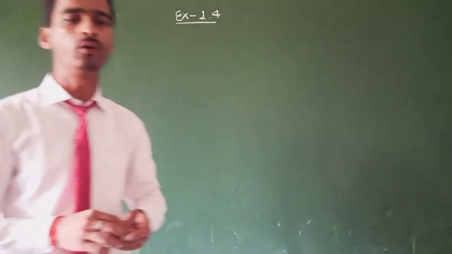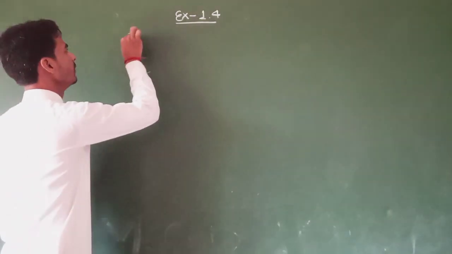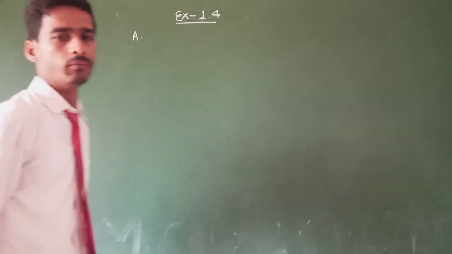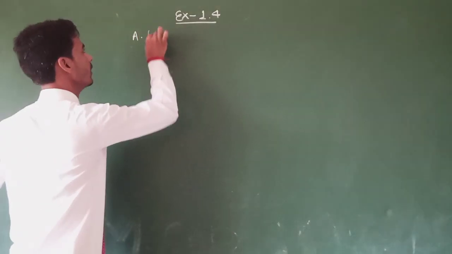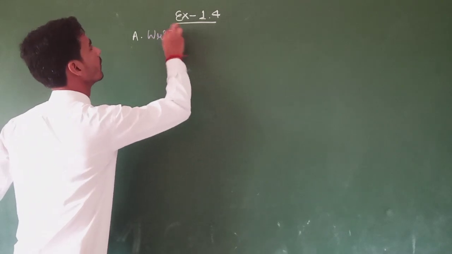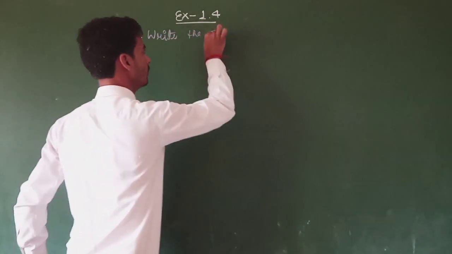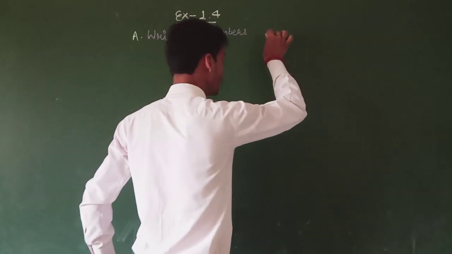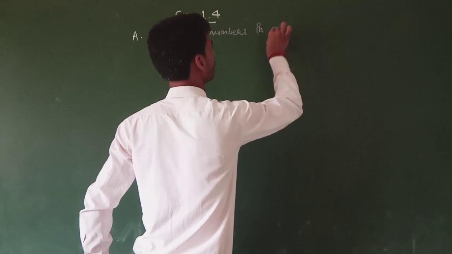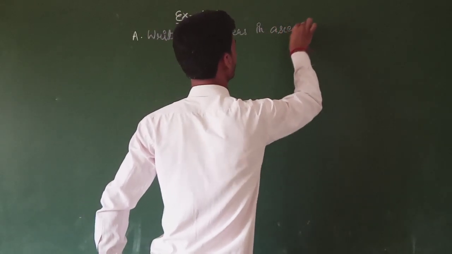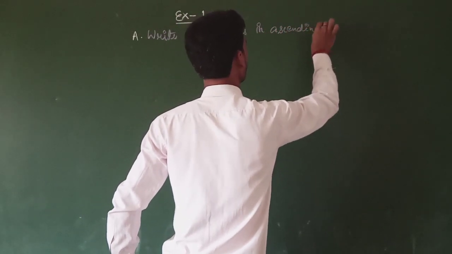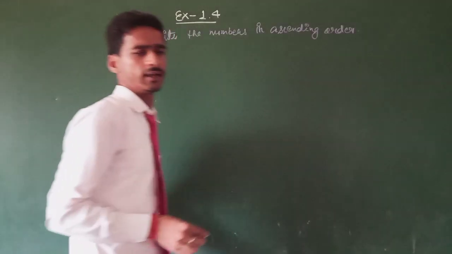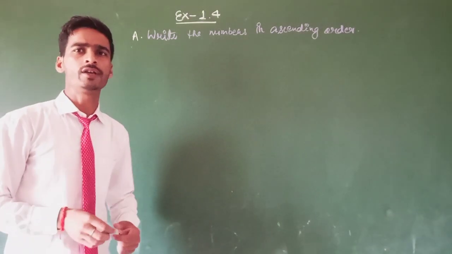In exercise 1.4, the first question is question number A. Write the numbers in ascending order. You know that ascending order means increasing order. So we have to arrange the numbers from smallest to greatest.